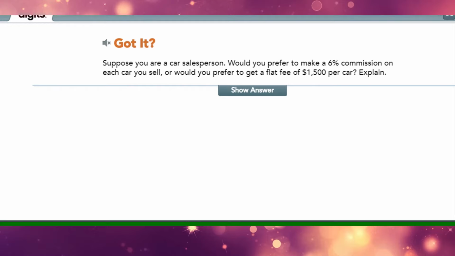Suppose you are a car salesperson. Would you prefer to make a 6% commission on each car you sell, or would you prefer to get a flat fee of $1,500 per car? Explain.